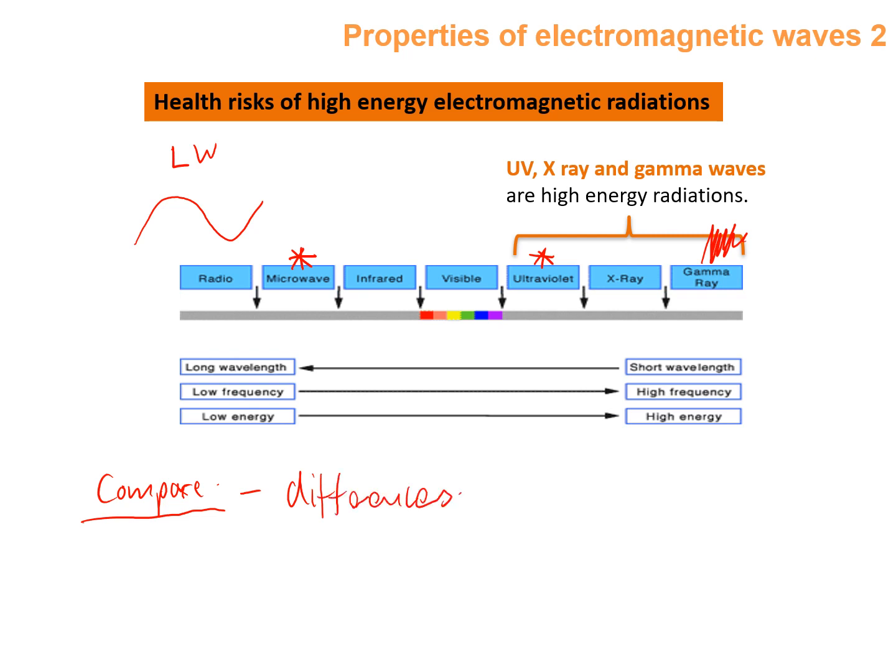Trying to write on this is hard. So my first point can be that microwaves have a longer wavelength than ultraviolet. My second point: because they have a long wavelength, microwaves have a lower frequency than ultraviolet. Then I can point out microwaves have less energy than ultraviolet waves.